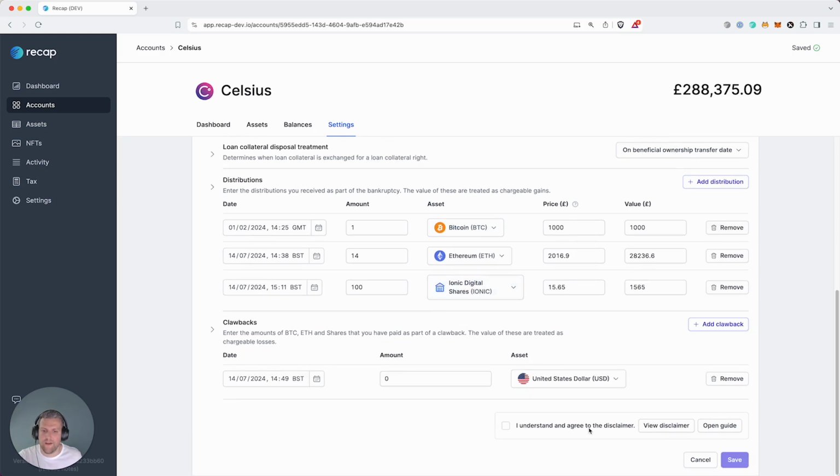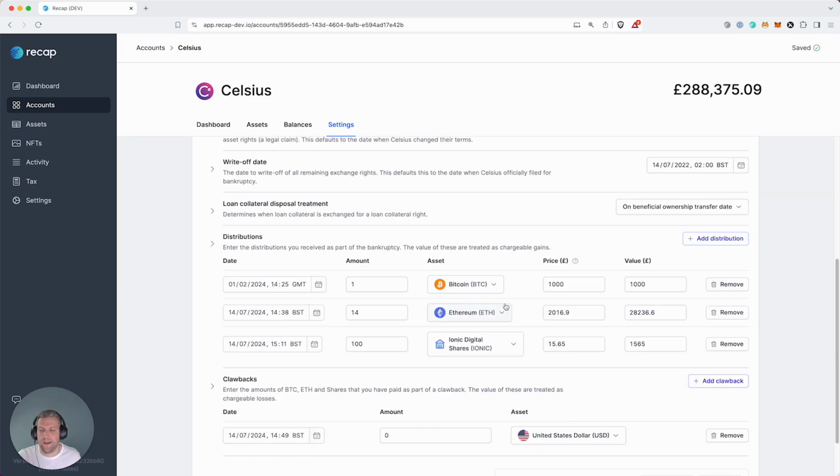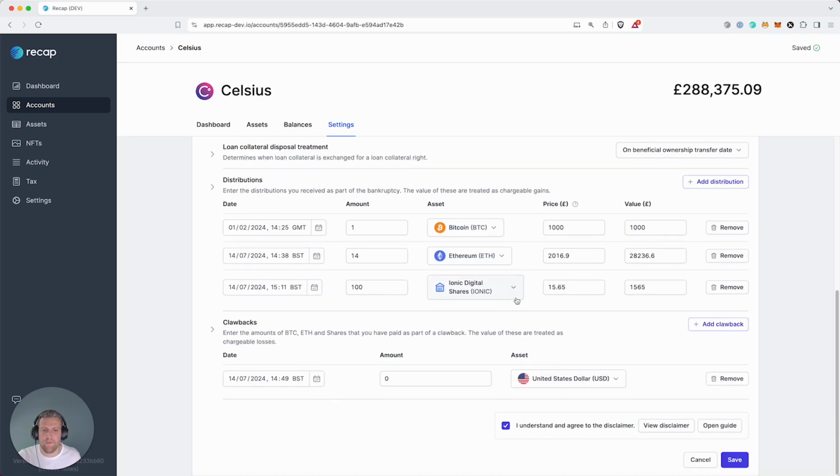The final thing, you'll need to view our disclaimer and agree to it, and also tick the box in order to save these bankruptcy settings. Again, we are not tax advisors. We've just built some configuration around how you can use this to align with our tax position that we have with our accountant partners. But you need to tick that box in order to move forward.